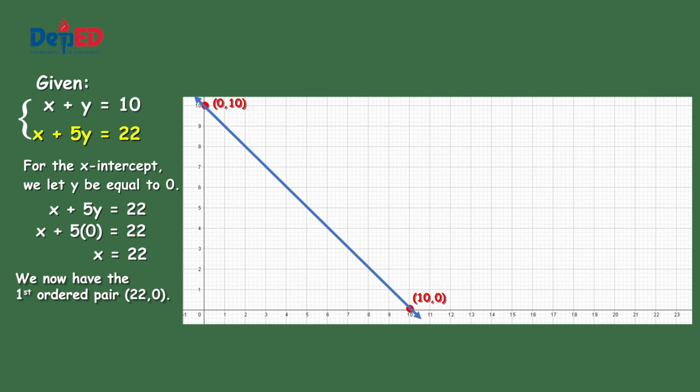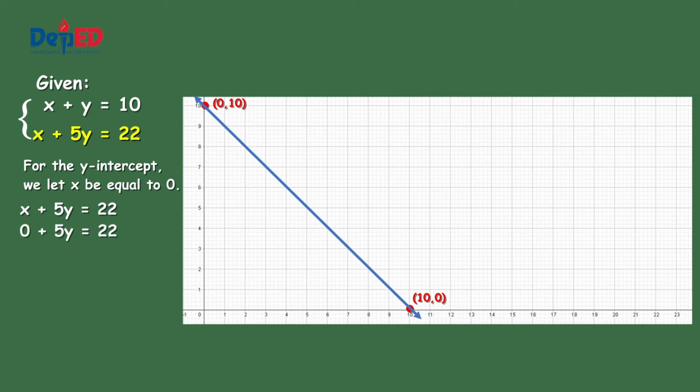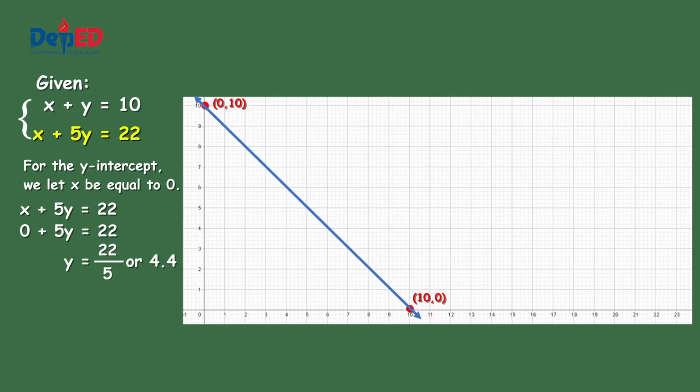To find another point, let's find the y-intercept by letting x equal 0. From x + 5y = 22, we will have 0 + 5y = 22. By the multiplication property of equality, or MPE, we have y = 22/5, or 4.4. Therefore, we have a second ordered pair, (0, 4.4).